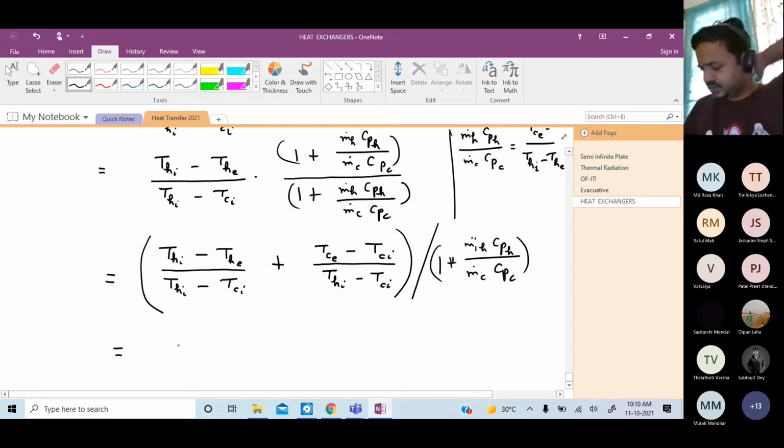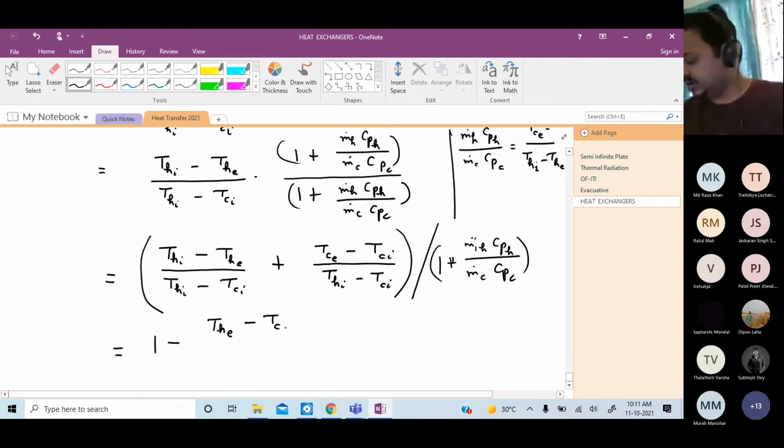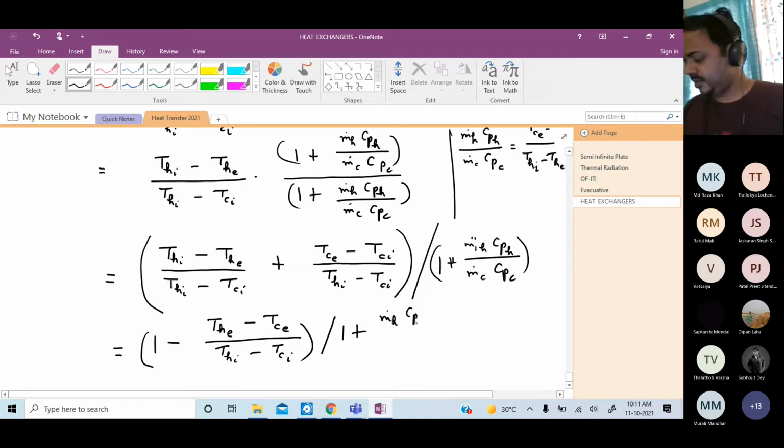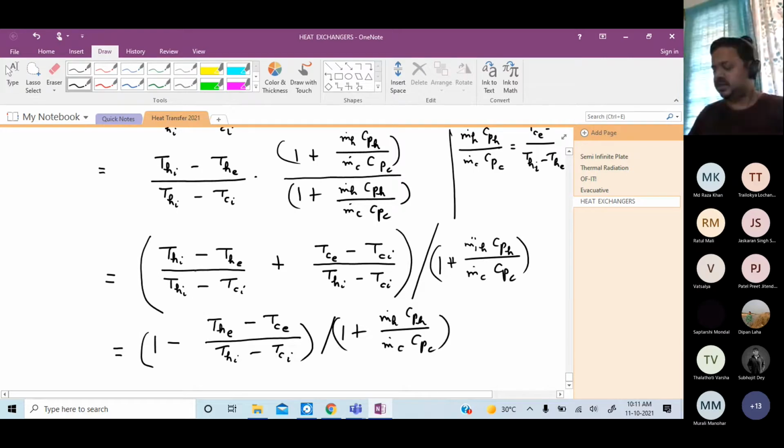So look at this, what it turns out to be. So I can just expand this one minus the minus Tce divided by... just plain expansion. Okay, Thi minus Tce, The plus Tci minus Tci, all that stuff. Okay, so you get this. This is just mathematical jugglery.